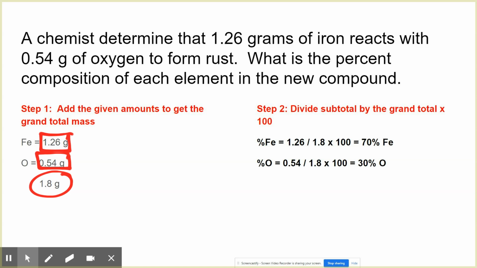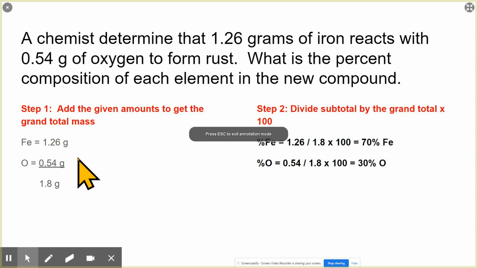Then we go to step 2 now. You just divide again the subtotal by the grand total multiplied by 100. So percent Fe would be 1.26 divided by 1.8 times 100, and you get 70%. And then oxygen would be 0.54 divided by 1.8 times 100, and you get 30%. See it? Okay. Don't forget, guys, you divide 0.54 first by 1.8, and then you multiply that answer by 100. This is how you put it in the calculator right there. And it still adds up to 100 right here.